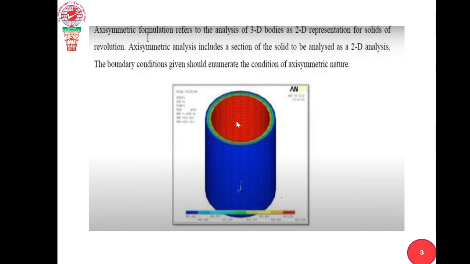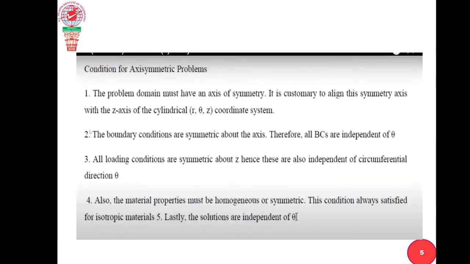But see, you can observe here, it looks like 3D only. Obviously, the cylinder looks like 3D only. Therefore, it is a kind of 3D body. But we are going to represent it with axisymmetry in 2D. Why, and how does it become 2D? That is what we are going to take up here.